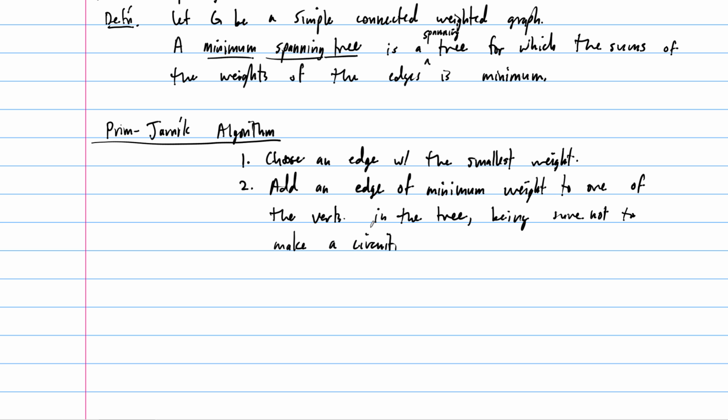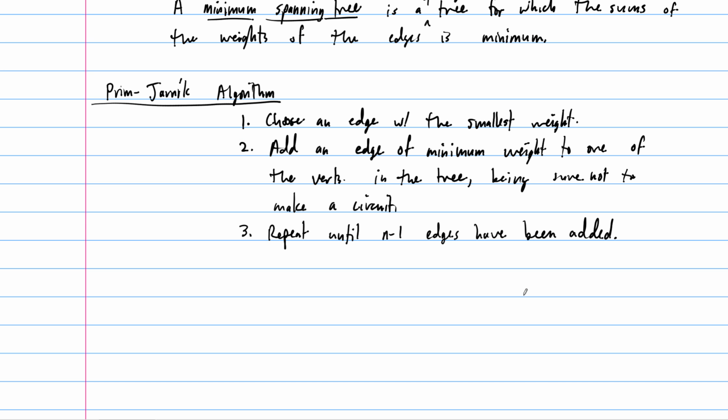And then you repeat until n-1 edges have been added. And again, this is a property of the spanning tree, right? The n is the number of vertices here. So n-1 edges have been added. So you build the tree in succession here. All right.